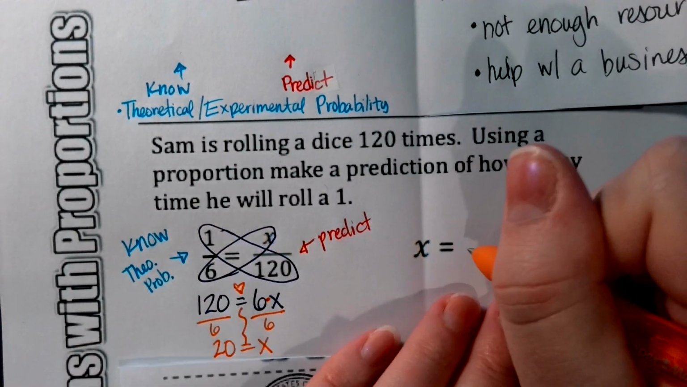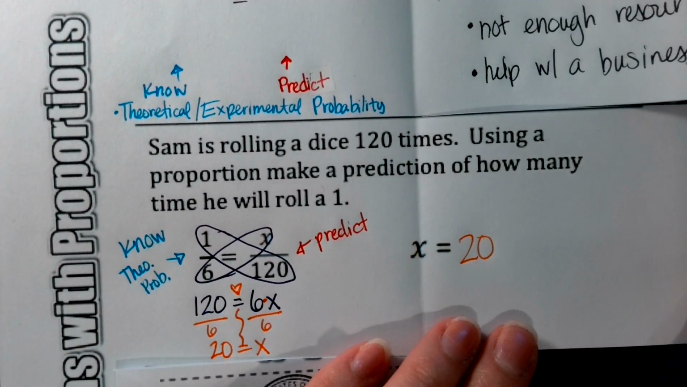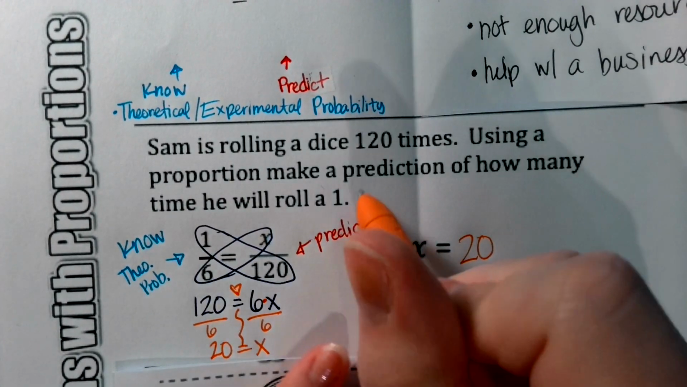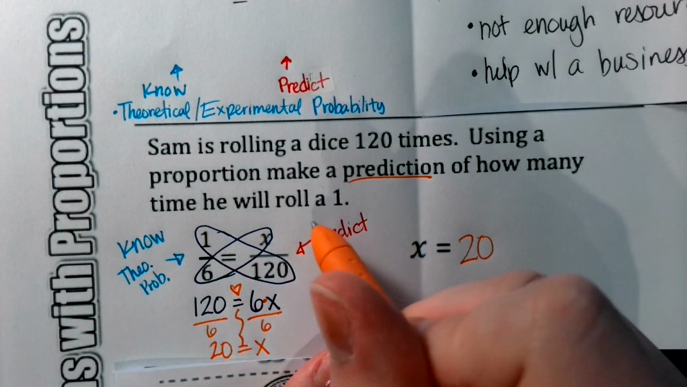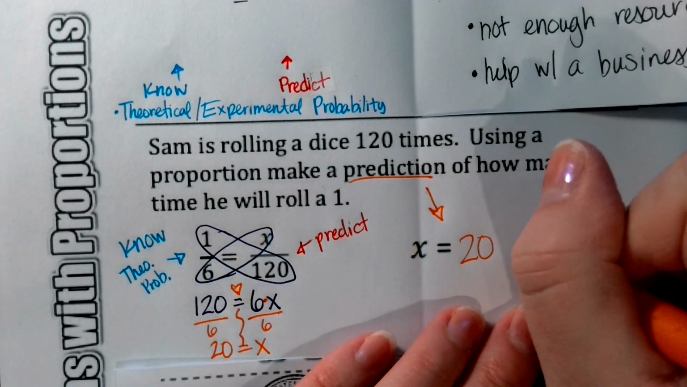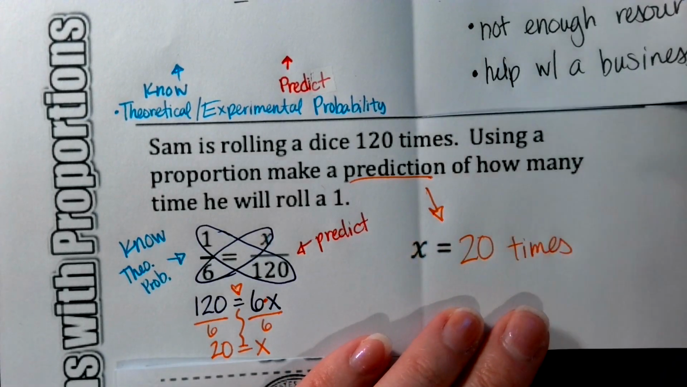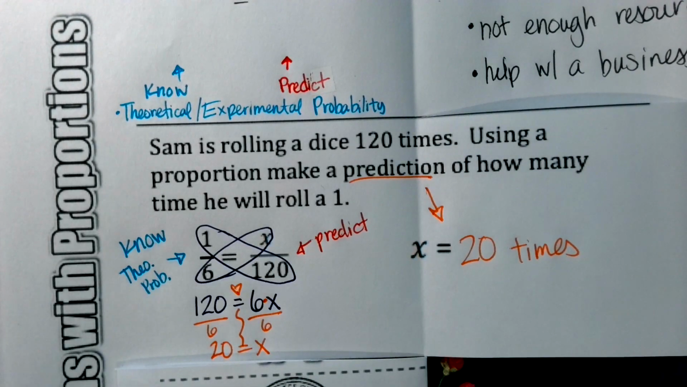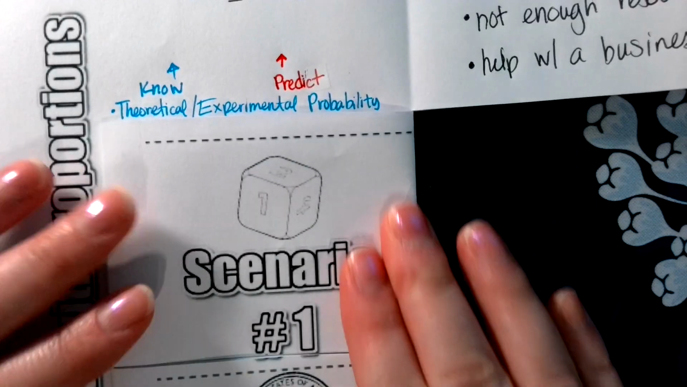20. So x would equal 20. We would predict that he would roll a 1 20 times. And that's it. The most important thing is making sure that you've got the right proportion set up. Let's do our second scenario.